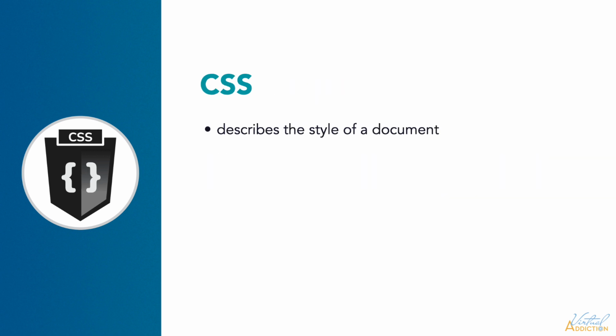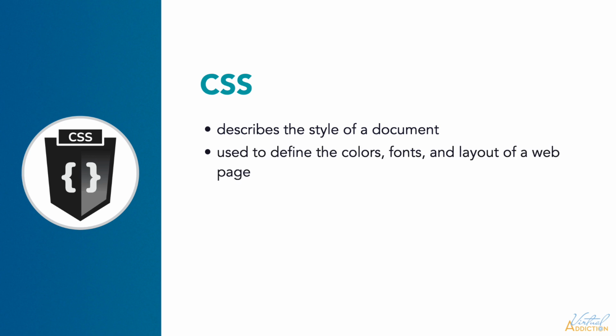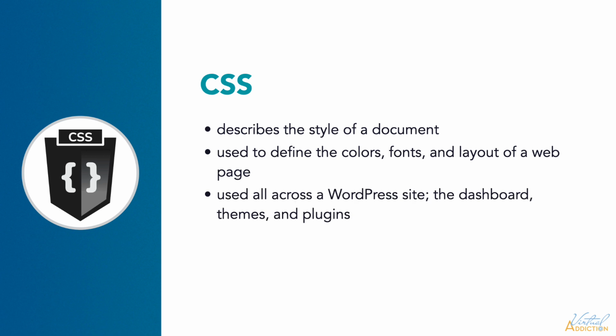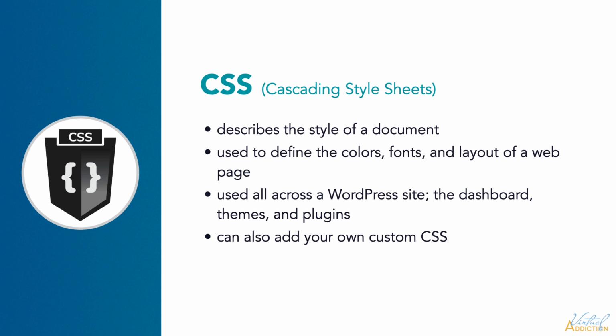CSS can do a lot more than just change the color and font size of elements. It can be used to create complex layouts, animations, and much more. Like HTML, CSS is used all across a WordPress website. The dashboard has its own core set of CSS to control its look and feel. Themes will ship with custom sets of CSS to style the theme elements. And plugins that add content to the front end of a website will also use CSS to style that content. WordPress also allows you the flexibility to add your own custom CSS or to use external CSS frameworks.